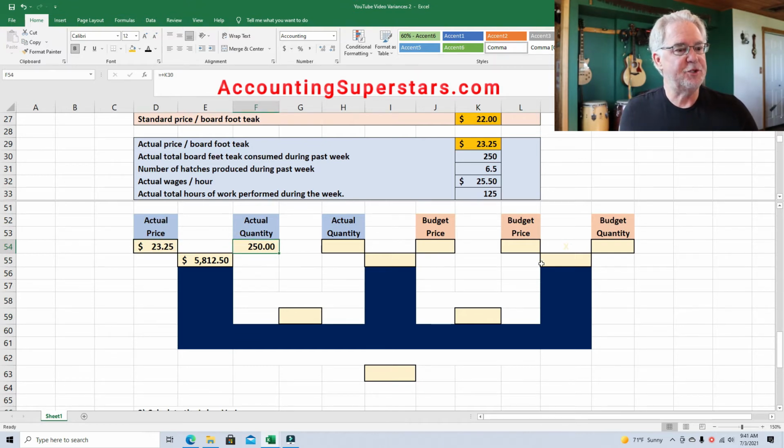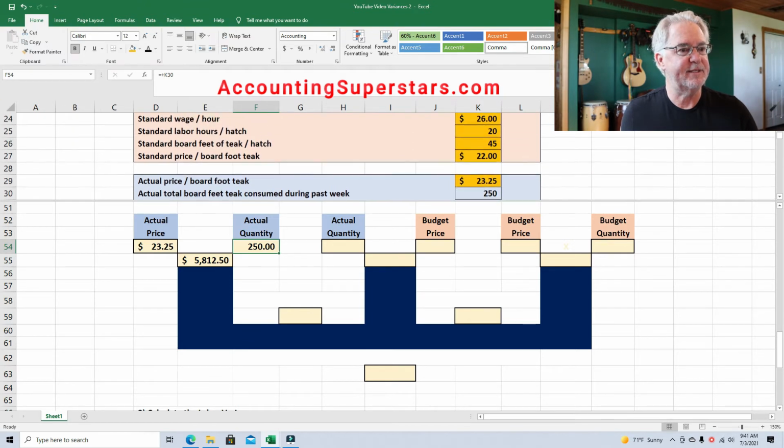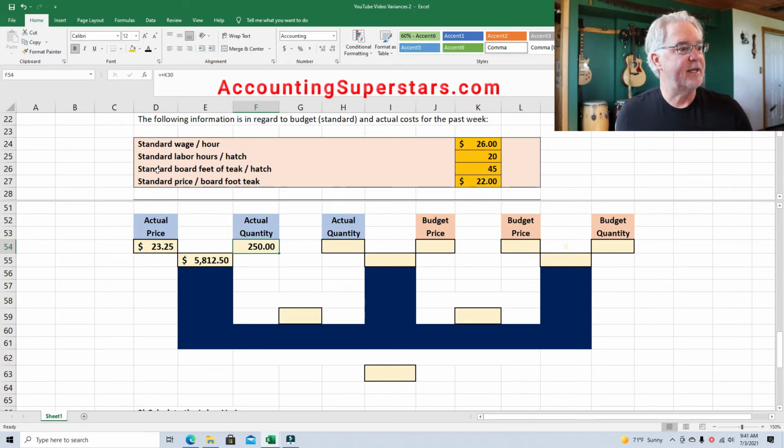So let's go over here to the budget side. The budget price, what was the budget price? If you recall, the word budget and standard mean the exact same thing. So the standard price per board foot of teak is $22 a board foot, 12 inches by 12 inches by 1 inch thick. And the budget quantity, it was 45.